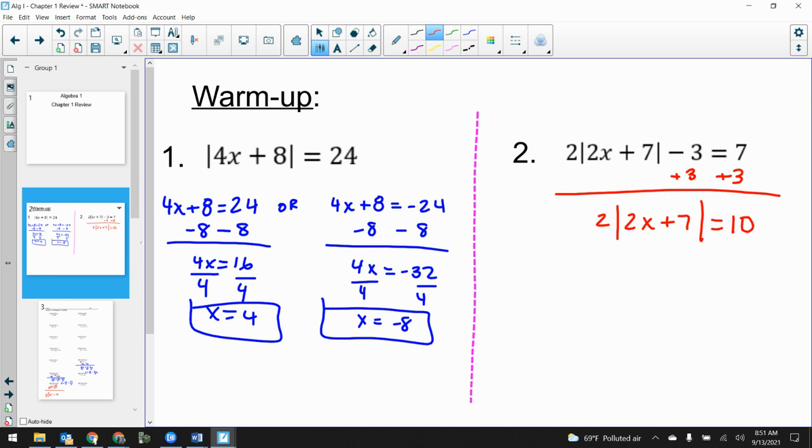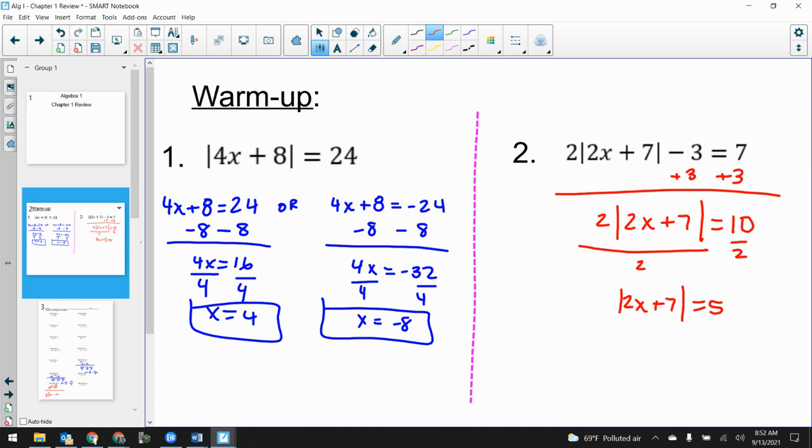Now, can I distribute in a 2? No. Remember, the distributive property does not work with absolute value. So you cannot distribute in the 2. That means I need to divide it over to the other side. Divide by 2 here and here. So that leaves me with the absolute value of 2x plus 7.